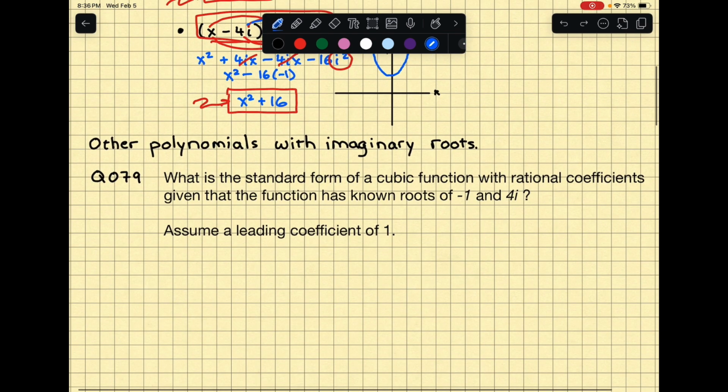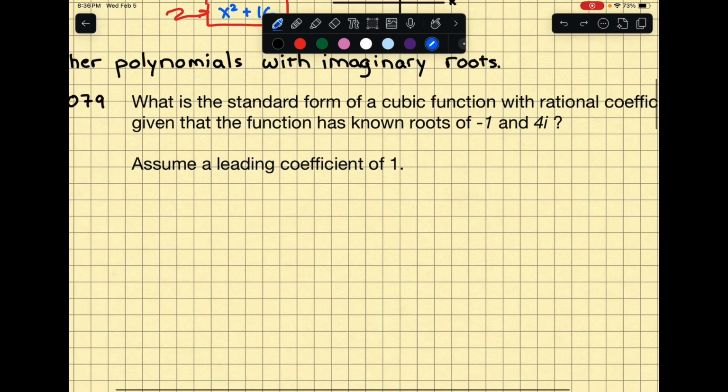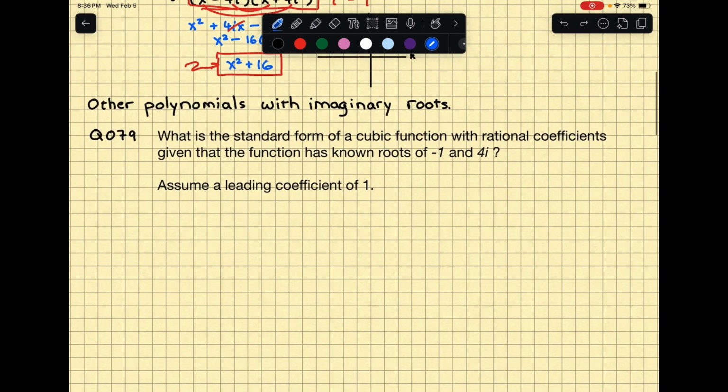Let's move on to question type 79. Okay. So 79, let me stay zoomed out here and then we'll zoom in. What is the standard form of a cubic function? So remember what a cubic means. Cubic means it's going to have a degree 3 with rational coefficients, given that the function has known roots of -1 and 4i. And it says assume a leading coefficient of 1, right?